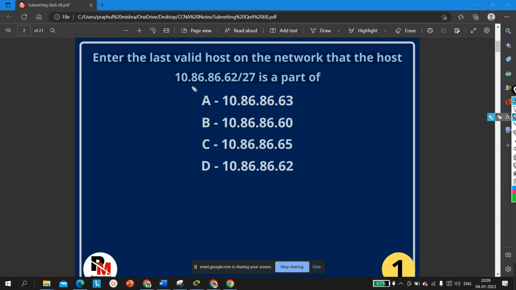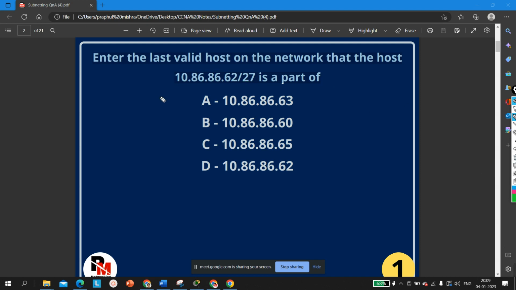See, this one is an IP address, right? So there will be a network ID of this IP address. So from that network, the question is asking, tell me the last valid IP address. This IP address belongs to a network. From that network, tell me the last valid IP address. See, enter the last valid host on the network that the host 10.86.86.62/27 is a part of, right? So that means this one is a part of a network, right? Tell me the last valid IP address of that network.